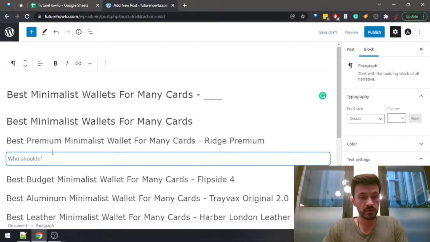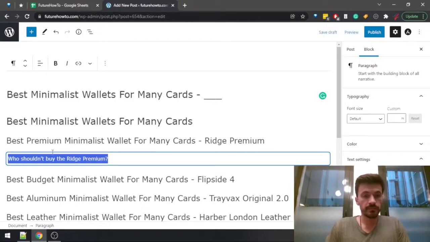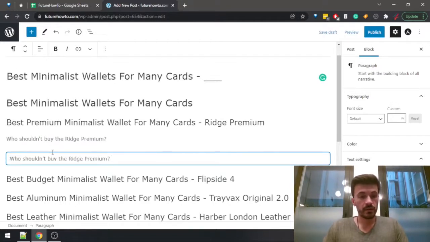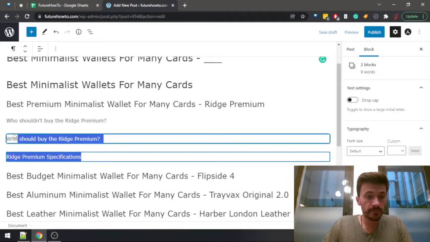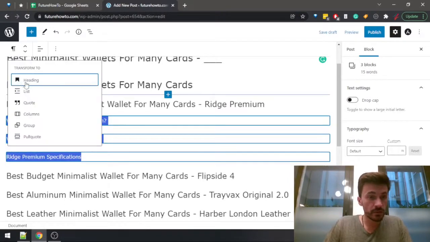Who shouldn't buy the average premium? Who should buy the rich premium? And the rich premium specifications. And these are all H4s.